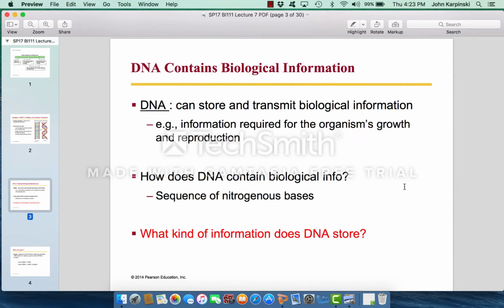So we all have an intuitive idea of what genes do. We say that this and this characteristic is encoded by genetic information. But we're going in this next unit to say in a more precise way what it is that DNA actually stores. So I said on the previous slide that the information lies in the specific or unique sequence of nitrogenous bases. But what kind of information does DNA have?